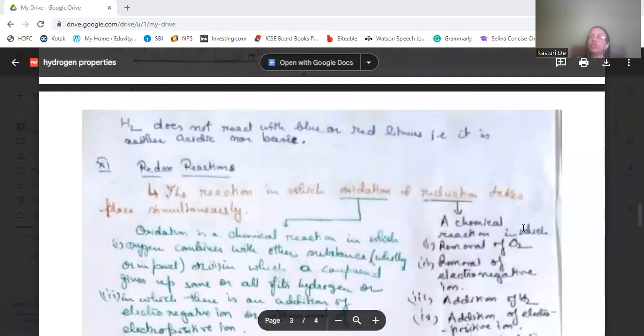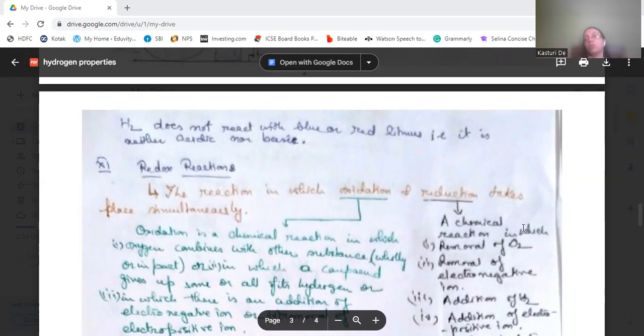Next, hydrogen does not react with blue or red litmus because it is neither acidic nor basic. That's why it does not react with blue or red litmus. Now we come to some redox reactions. What do you mean by redox reaction? It is a chemical change where oxidation and reduction take place simultaneously.